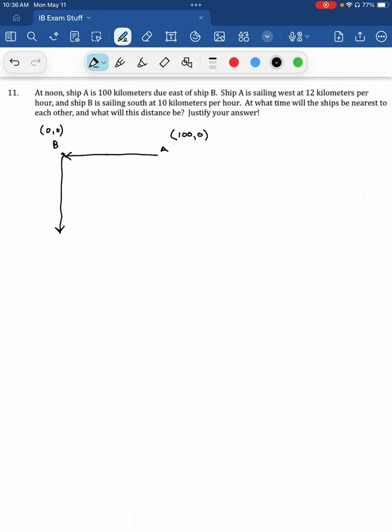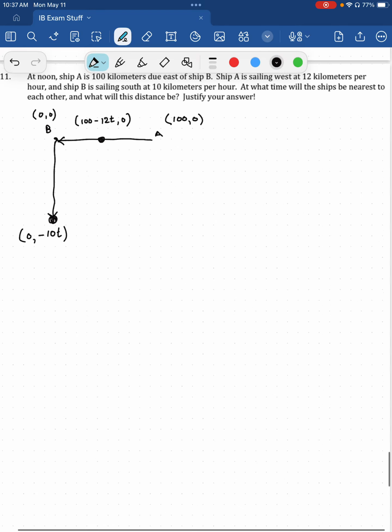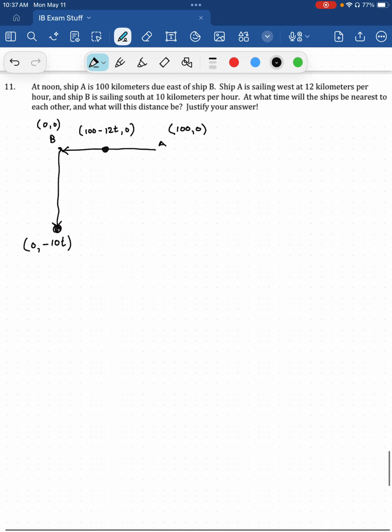So when they get to the point where we're measuring, let's say here and here, A is going to be located at (100 minus however far it has gone, 0). And B is going to be located at (0, however far south it has gone, which is negative 10t). The hardest part of these problems is figuring out the coordinate of the boat.